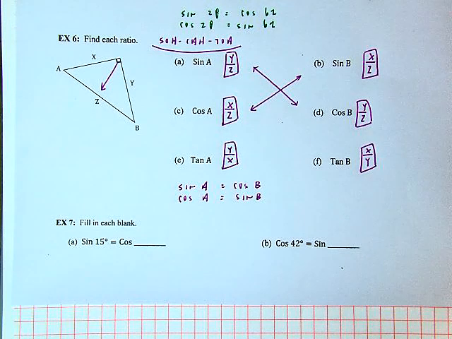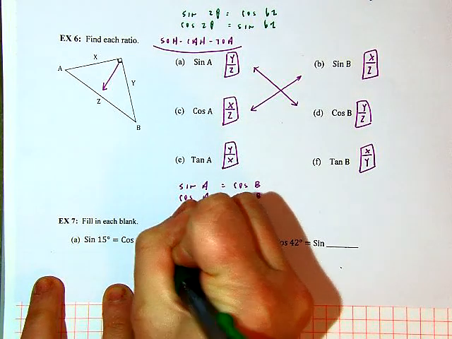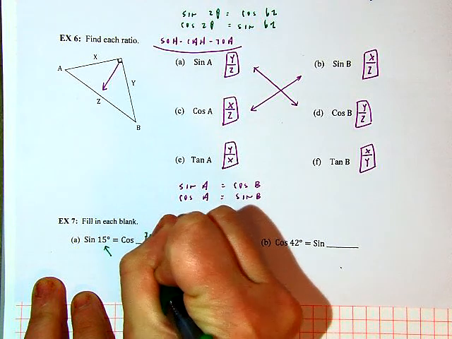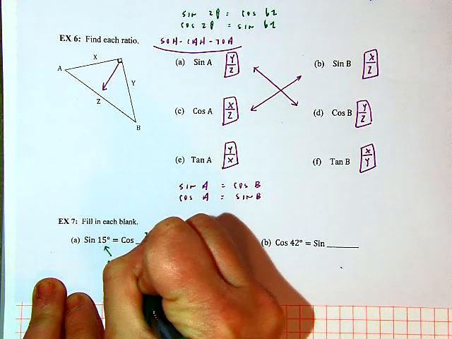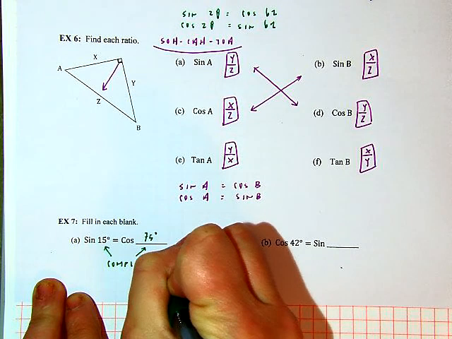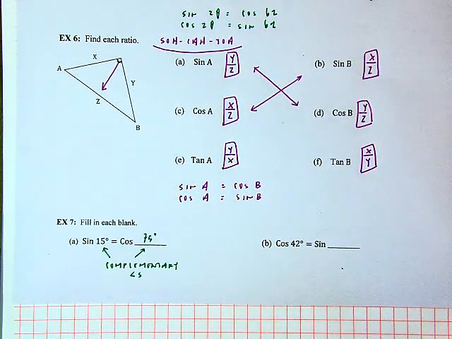All right, one last skill, example 7, fill in each blank. There's no picture here, but if I say sine 15 is equal to cosine blank, I really just need the complement of 15, which is 75. So again, they end up being equivalent when they are complementary angles. And complementary angles have measures that add to 90 degrees.